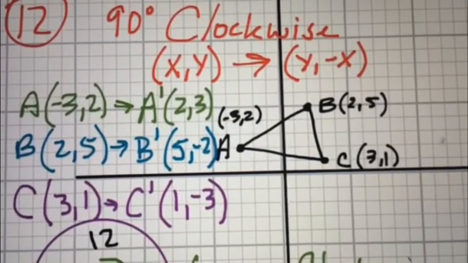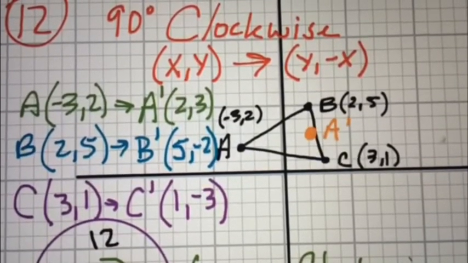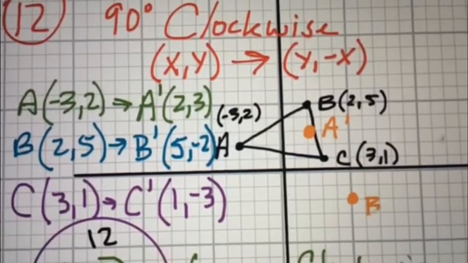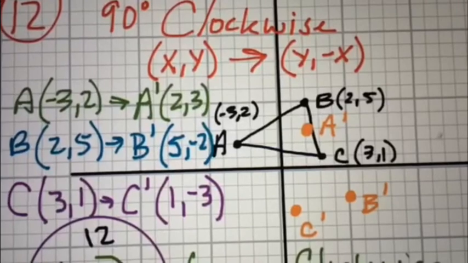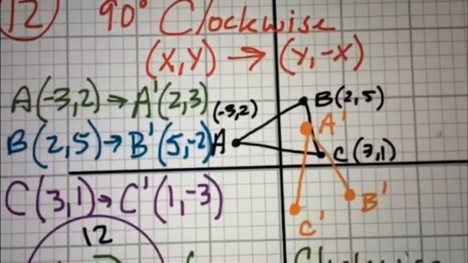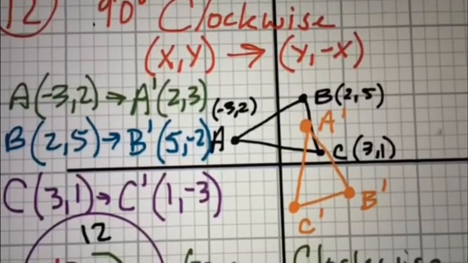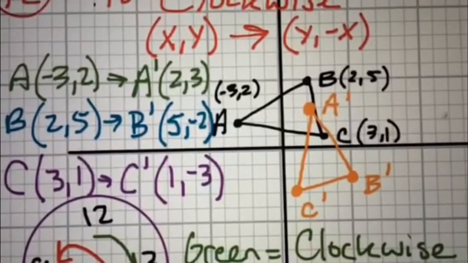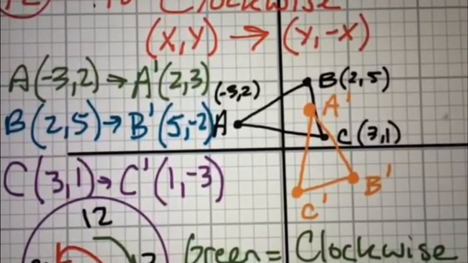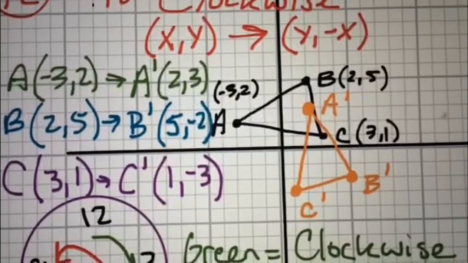And so now you label all of your new points. So A prime goes there at (2, 3), B prime goes at (5, negative 2), and C prime goes at (1, negative 3). Connect all the dots, and you can see it's the same shape, same size, but notice how the triangle has rotated 90 degrees clockwise. So that is how you do a 90 degrees clockwise rotation.